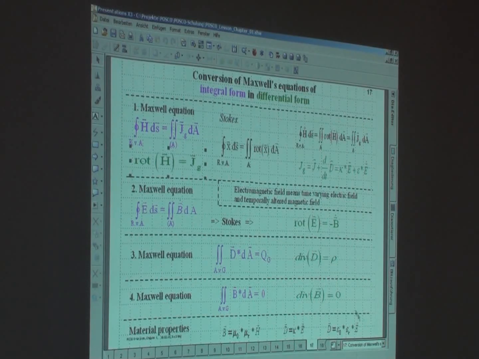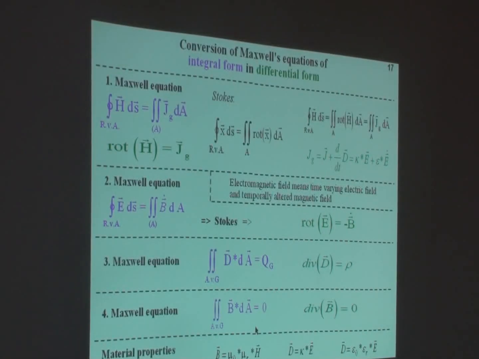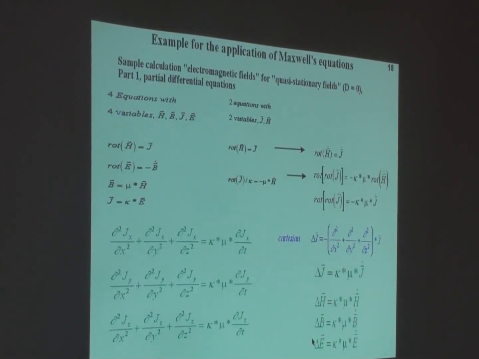Okay. So, we have electric charges in a volume, that is the charge density, and no magnetic charges, so divergence is 0. And we have 4 equations. These 4 equations are differential equations for 4 variables.